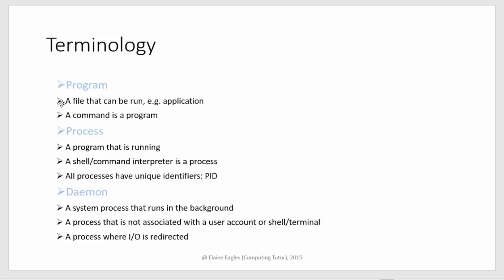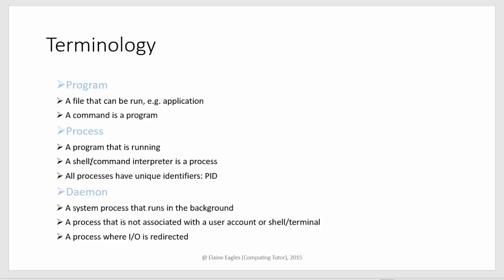A program is a file that can be run. For example, an application is the text, it's the code, it's a binary that represents a program stored on disk. A process is a program that's running. For example, a shell, the thing that you type your commands into, is also a process. All processes have unique identifiers.